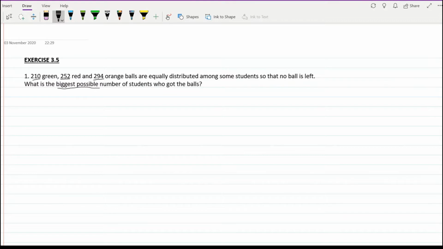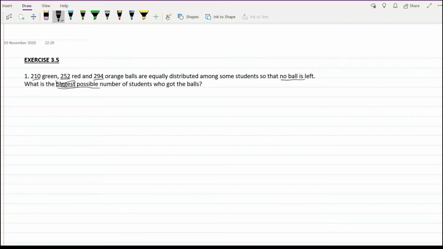After getting a word problem, step 1, you have to mark all the keywords given in the question. Here the keywords are green balls, red balls, orange balls, which I already underlined in the question, and after distributing equally, the condition is that no ball is left. We have to find the biggest possible number of students who got the balls. Here the word biggest is given.